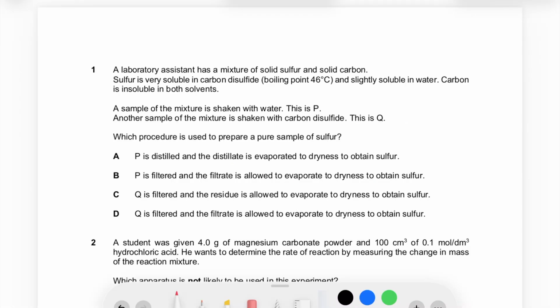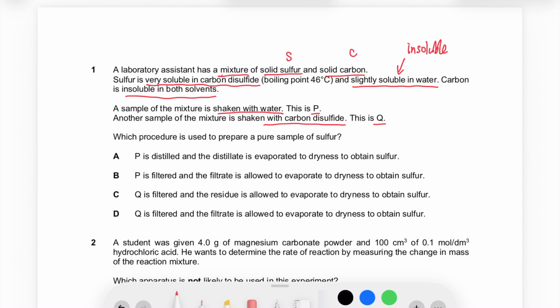Question 1. You have a mixture of sulfur and carbon. Sulfur is very soluble in carbon disulfide, but slightly soluble in water. If it's slightly soluble, you can just take it as insoluble. Carbon is insoluble in both solvents. So the first mixture, you dissolve in water, you get P, and then you dissolve in carbon disulfide, you get Q.